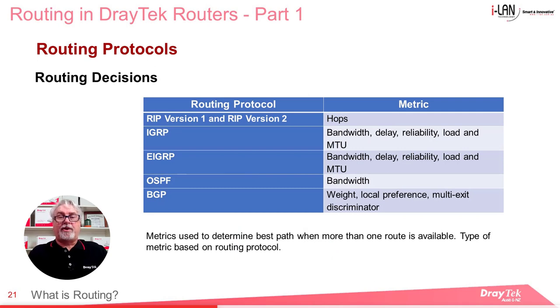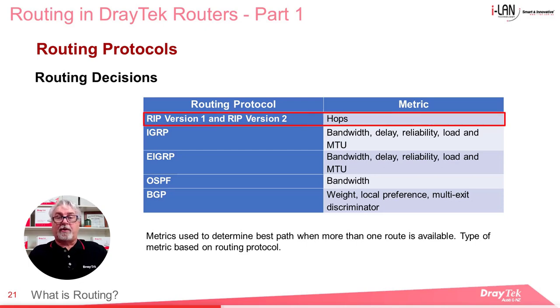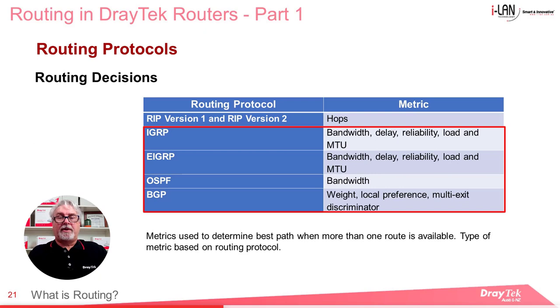Routing decisions are made by using metrics to work out which is the best path for a data packet to take. Each routing protocol uses different metrics. For example, RIP uses the number of hops, or how many networks it must cross to reach the final destination. Other protocols may use the network bandwidth, delay, reliability, load, or MTU in routing decisions.